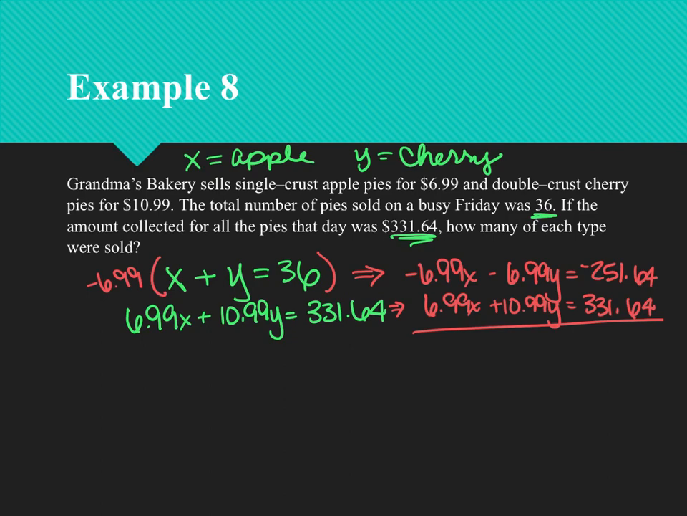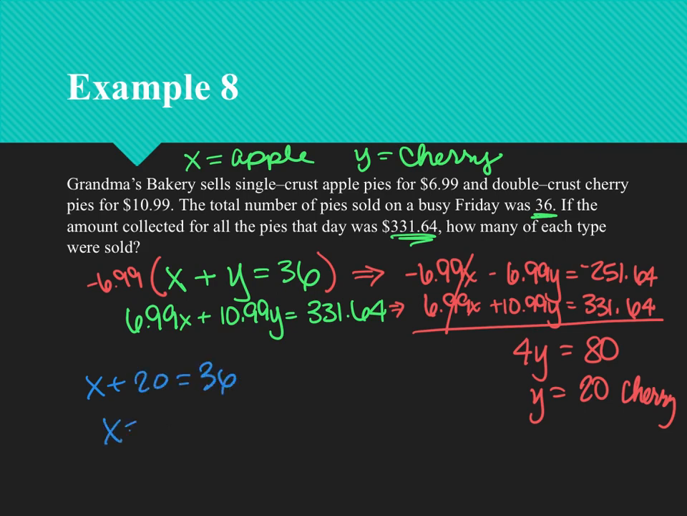Now, to solve this, I'm going to use elimination. Right here, you can see what I got for work. And now I'm going to go ahead and solve for y. I can see that 20 cherry pies were sold. Then I'm going to go back into my top equation, and I see that I have x plus y, which I know y now is 20, equals 36. This tells me then that x has to equal 16 apple pies were sold.